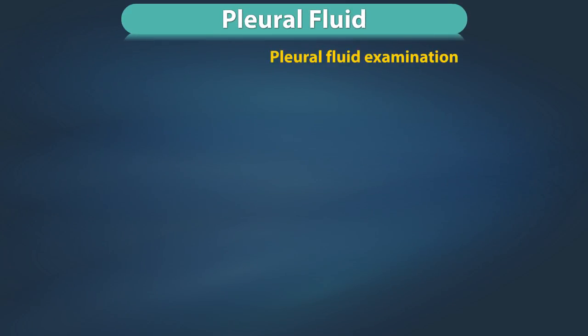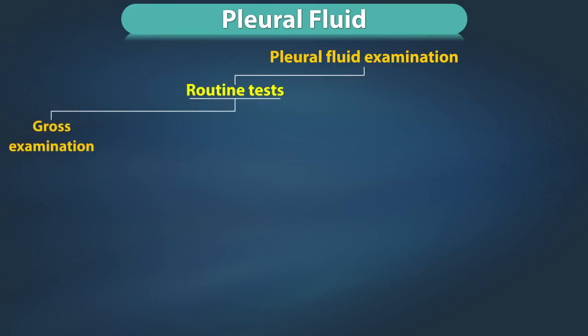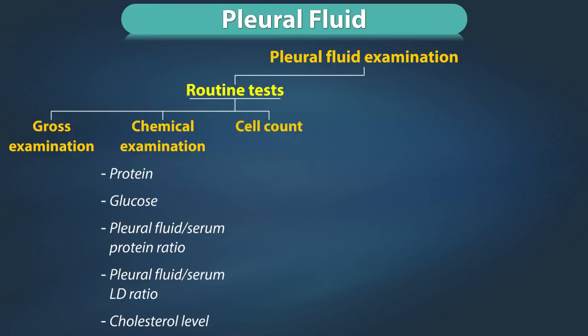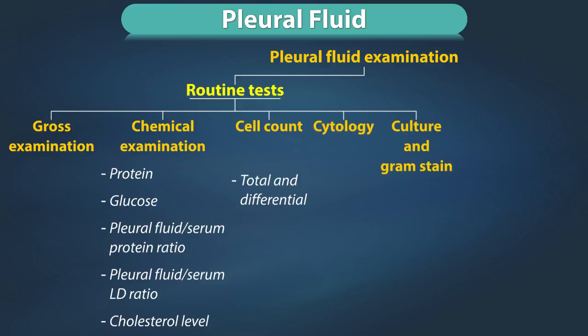fluid. Recommended tests for pleural fluid include routine tests, which include gross examination. Chemical examination includes protein, glucose, pleural fluid to serum protein ratio, pleural fluid to serum lactate dehydrogenase ratio, and cholesterol level. Cell counts, including total and differential count, cytology, culture, and Gram stain.